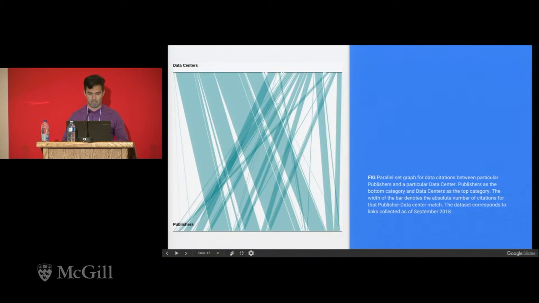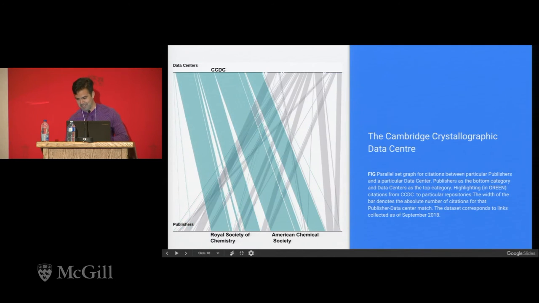Now, if you take the same approach of the parallel sets, but flip the chart and put datasets at the top and publishers at the bottom, we can look at two examples. I'm going to show the CCDC, the Cambridge Crystallographic Data Centre. You can see they are a huge provider of data citations. One of the major publishers they link to is the Royal Society of Chemistry or the American Chemical Society. This is probably a pattern very similar to the one we have in F1000, I could say.